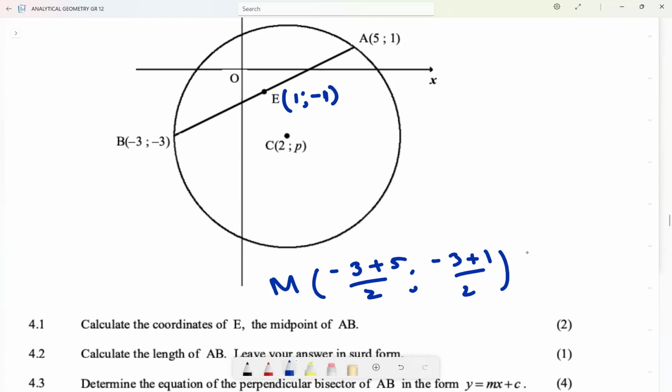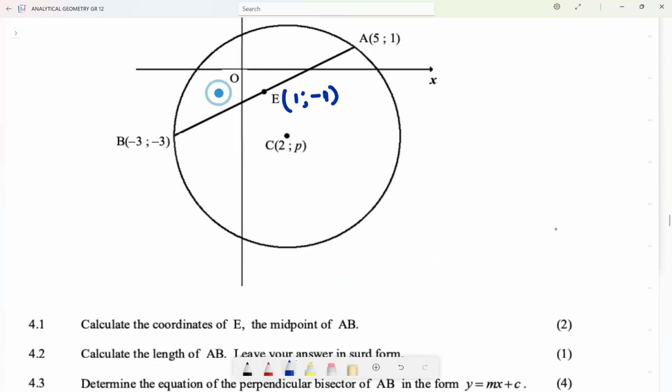And negative 1. Okay. And then calculate the length of AB. Guys, some questions I feel like not doing them because you don't have time. AB, you know how to find AB, guys, again.